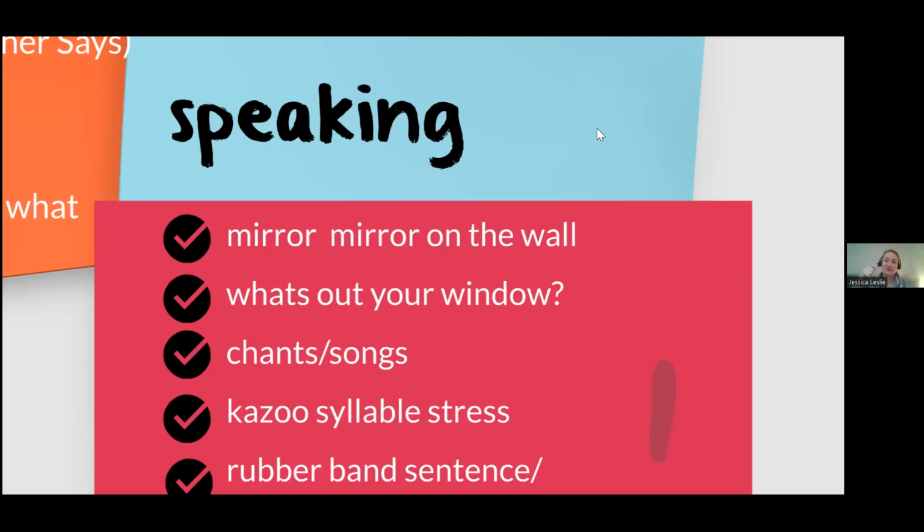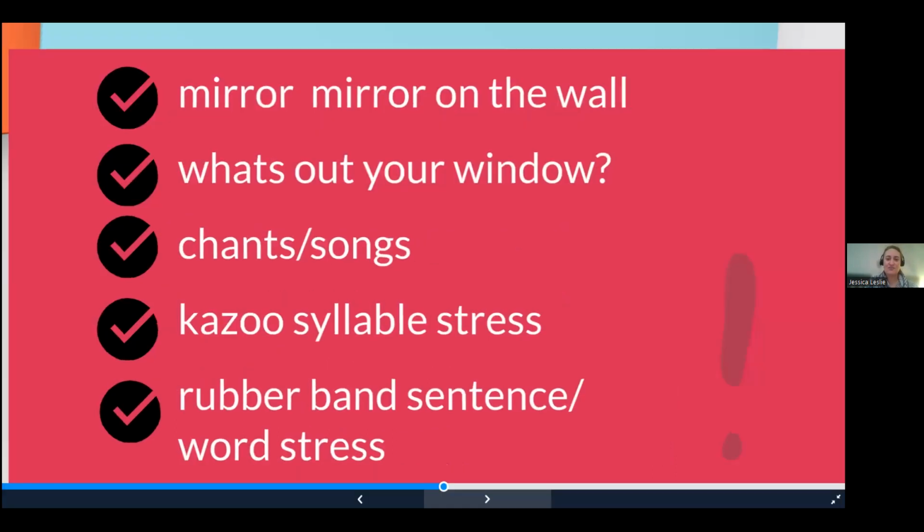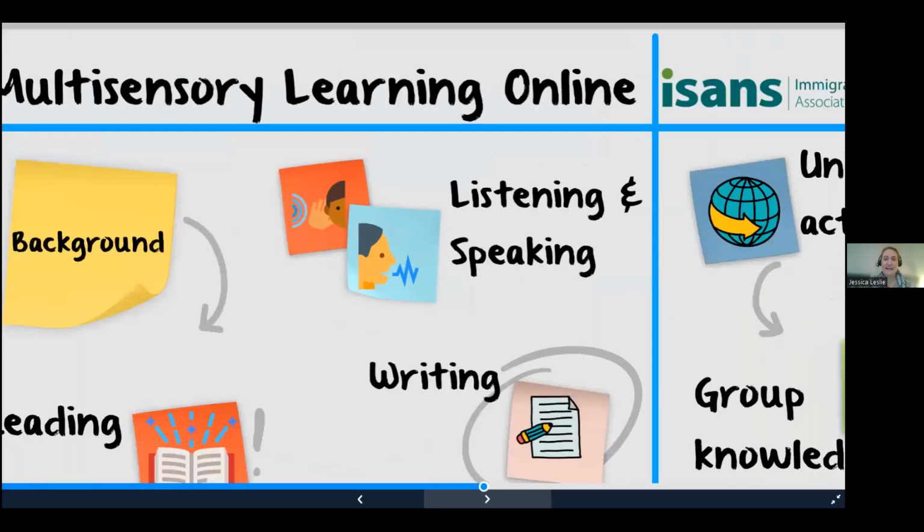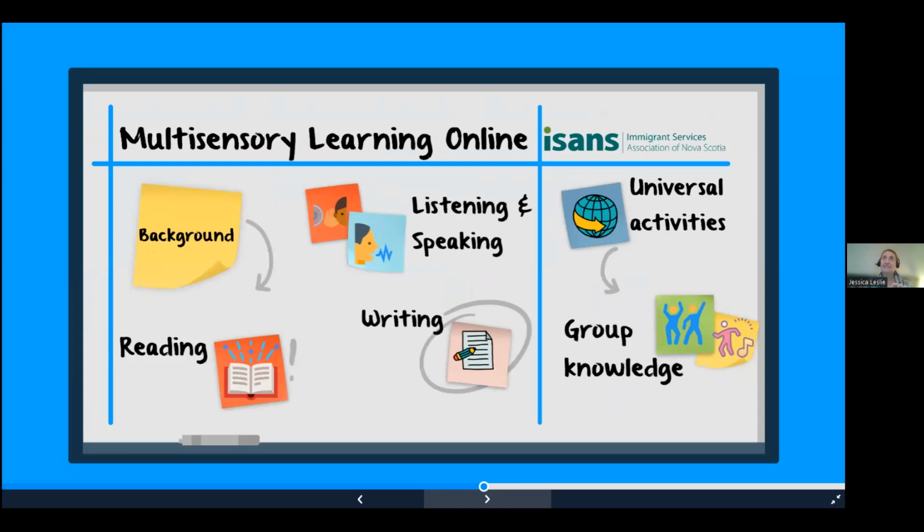So I thought that was a really neat activity, because you're using the tension pulling on the rubber band as well as speaking and hearing what they're saying. So you've got lots of senses going on right there. So there we go. Oh, word stress, yeah. Okay, so those are my listening and speaking ideas.